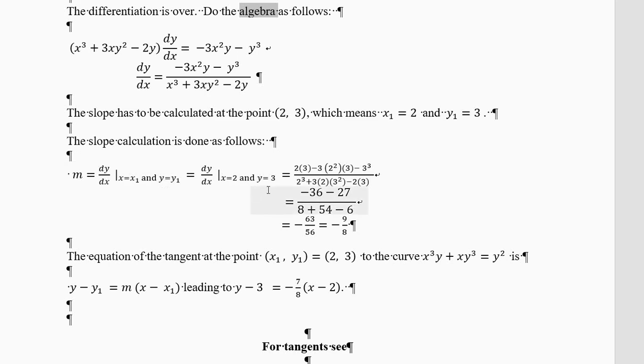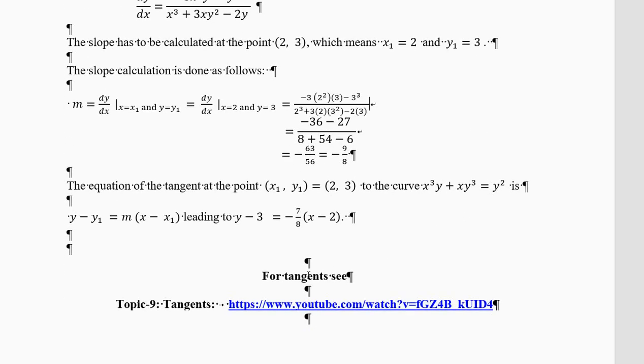Now put x equal to 2 and y equal to 3. Put all these numbers and you'll get minus 3 into 2 square, minus 36 minus 27. 2 cube is 8. 3 into 2 into 3 square, 6 into 9, 54. Minus 2 into 3, 6. You'll get minus 63 by 56. 7 into 9, 7 into 8. The slope is minus 9 by 8.